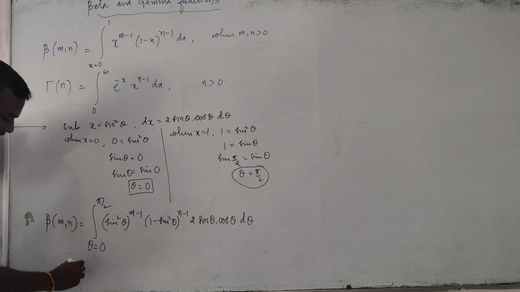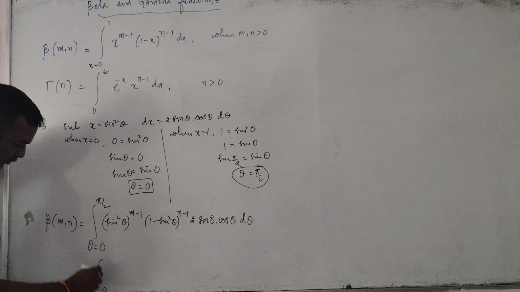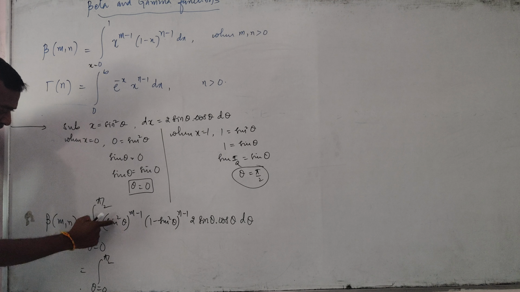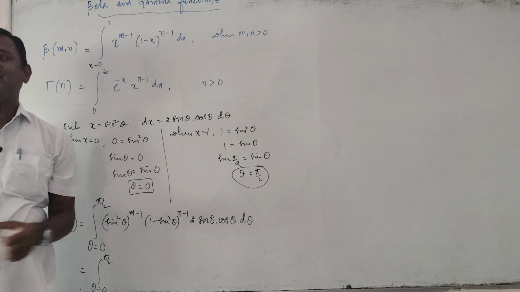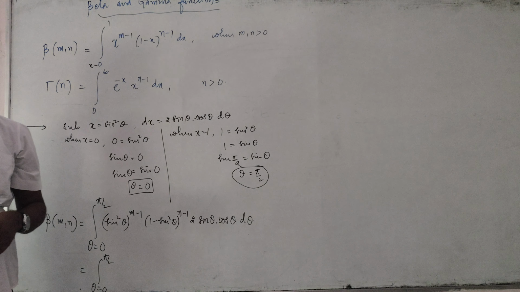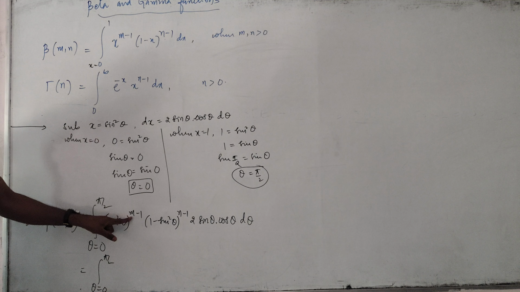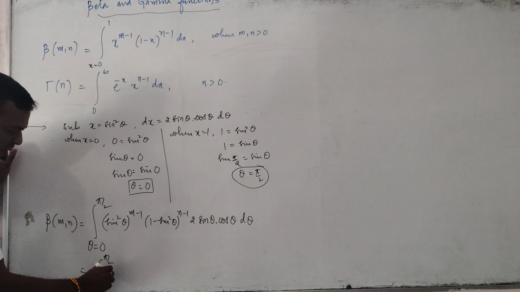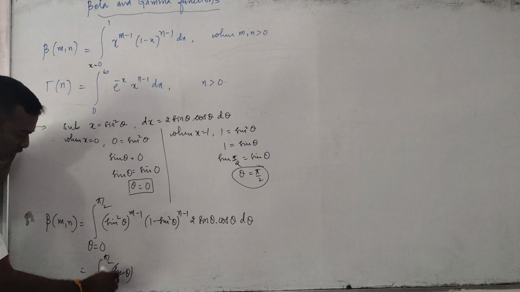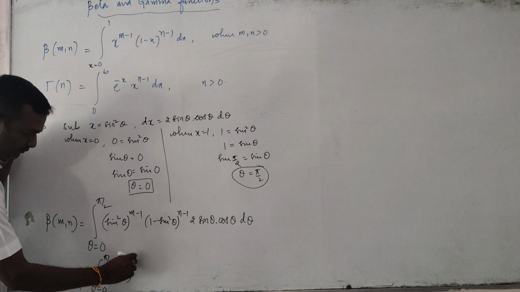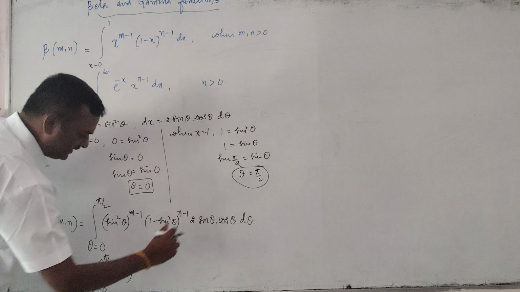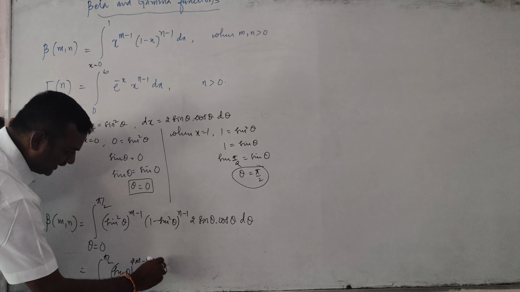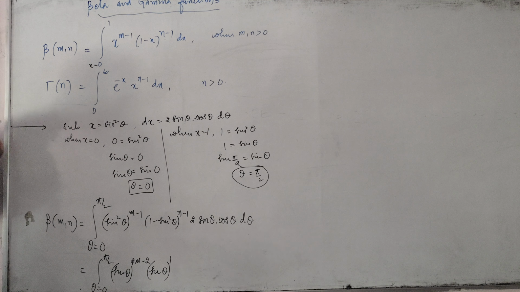Now look at the integral running from 0 to pi by 2. This is (sin theta) whole square. Usually we write sin square theta as (sin theta) whole square. (Sin theta) whole square, raised to m minus 1, means 2 will be multiplied with m minus 1. You can write (sin theta) whole raised to 2m minus 2. Isn't it? Again there is one more sin theta here, right? You can write (sin theta) whole raised to 1. Sin theta is the same as (sin theta) whole raised to 1 also.